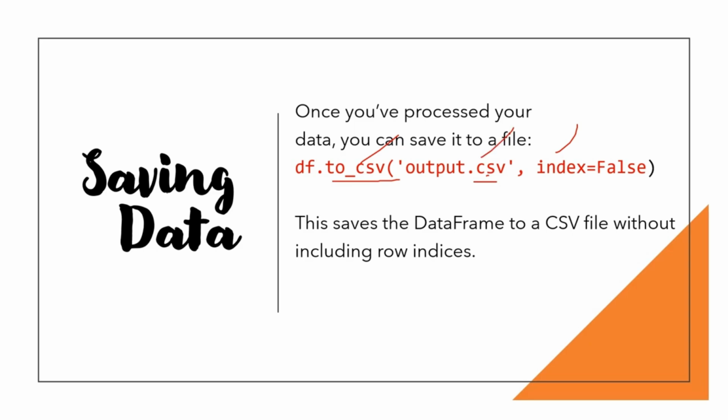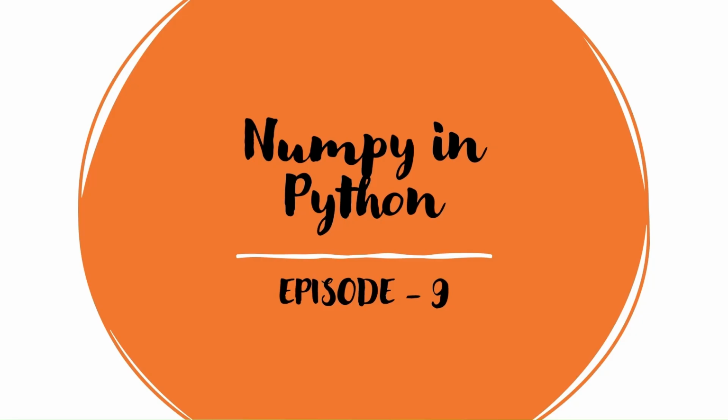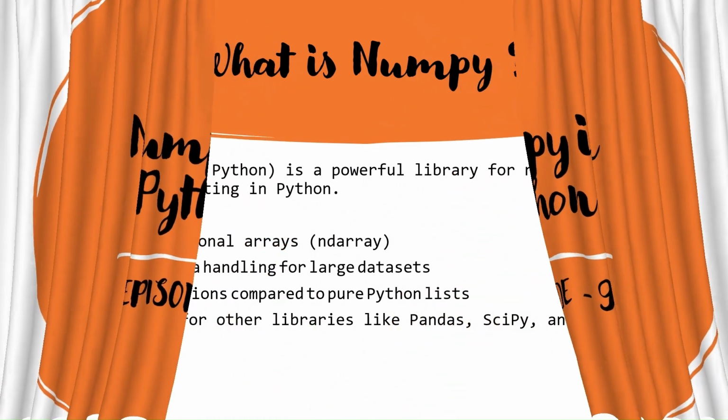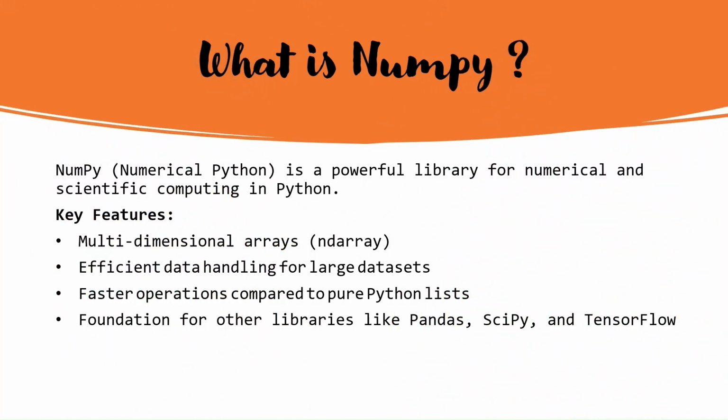xlsx or json. NumPy, which is an essential library for data science and scientific computing. Without wasting time, let's get started. First, we will begin with knowing what exactly is NumPy. NumPy in short stands for Numerical Python, which is a powerful library specifically designed for numerical and scientific computing in Python. Its key features include multi-dimensional arrays or n-dimensional arrays that support a variety of data types, making it efficient for handling large data sets.